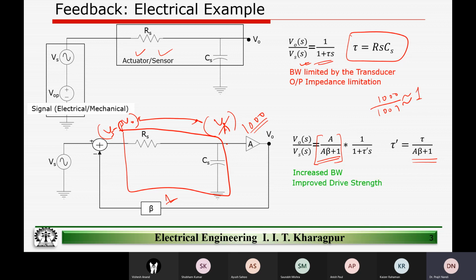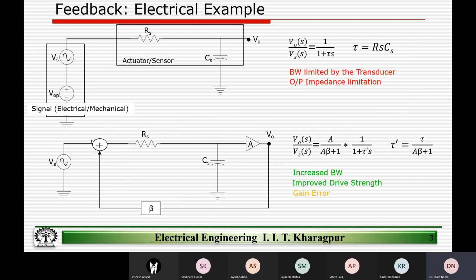But not much. Of course, another thing is now that we are driving the output voltage with an ideal amplifier, we should be able to drive a realistic load, RL, right? Which, without loading the actual transducer system, without loading the actual sensor system, should be able to drive an output load, right?